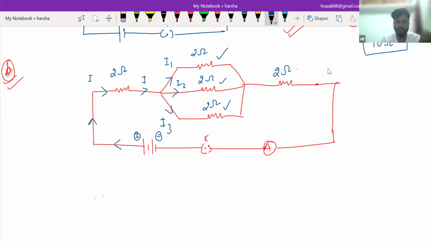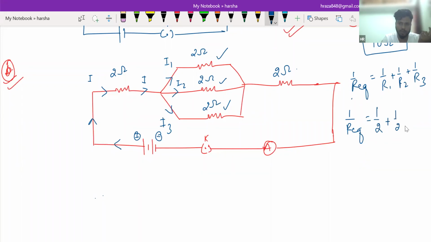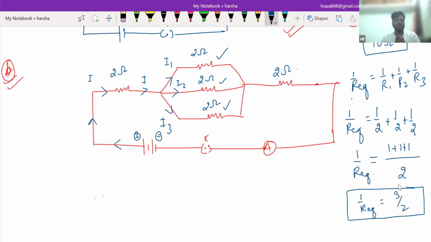How you are going to do it? 1 upon R equivalent. This is very easy. 1 upon R1 plus, since three resistances are there, 1 upon R2 plus 1 upon R3. Now again, 1 upon R equivalent will be equal to 1 by 2 plus 1 by 2 plus 1 by 2. Now going to take LCM, 2, and it will be 1 plus 1 plus 1, 1 upon R equivalent. Now again you can see 1 upon R equivalent is equal to 3 by 2. Now see, what I want to calculate is R equivalent, not the value of 1 upon R equivalent. So R equivalent will be equal to 2 by 3 or not?